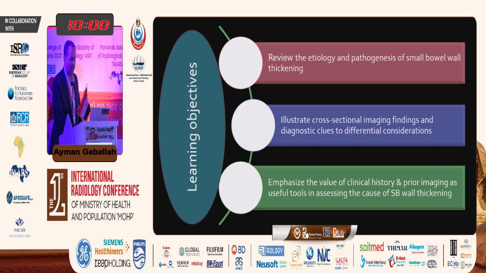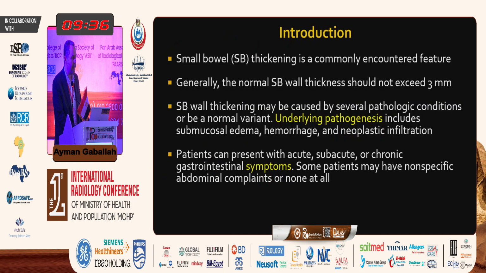I want to emphasize the points I'm going to review: the pathology, etiology and pathogenesis of small bowel wall thickening, and cross-sectional imaging findings in cases of small bowel wall thickening. And the last thing, which is really important for you if you do these cases, is the relevance of clinical history and all the images in reaching the final diagnosis. This is really, really important if you are reading these cases and if you do any body imaging.